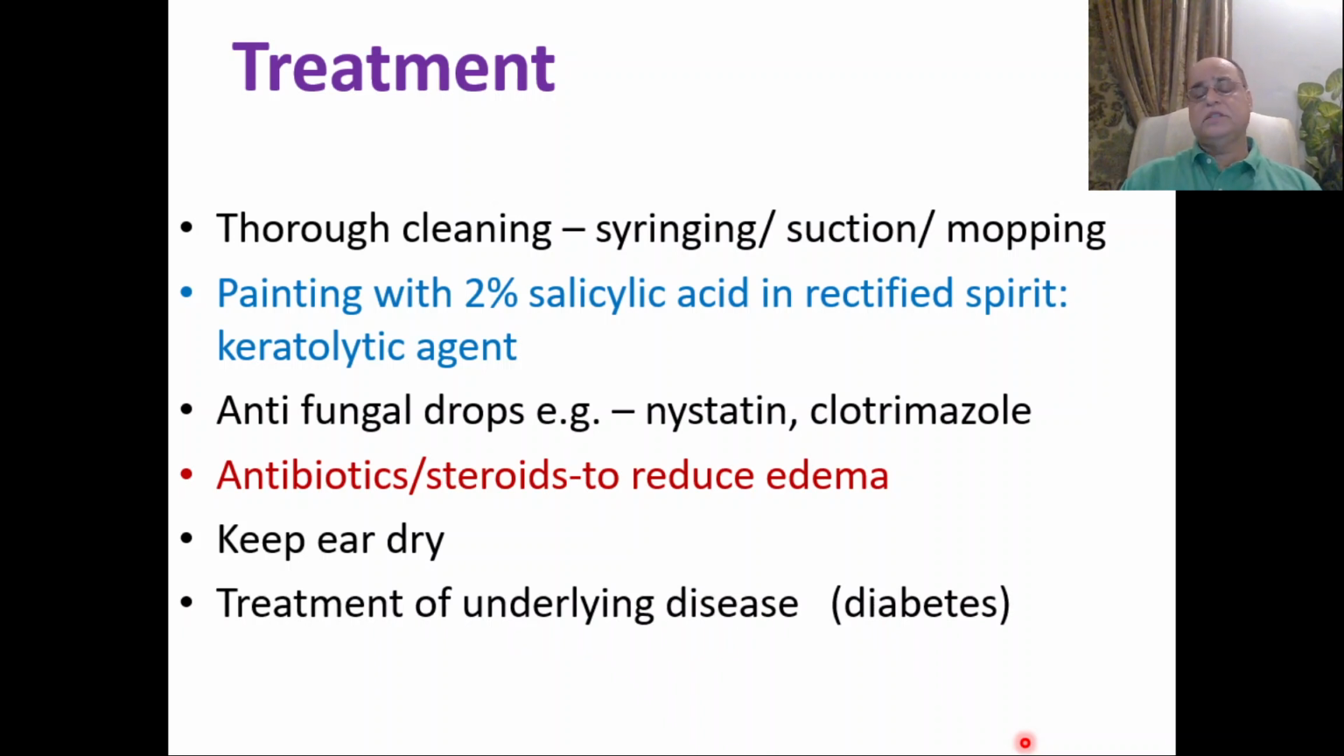And if the patient is diabetic, then treatment of the underlying diabetes, control of diabetes, is a must.